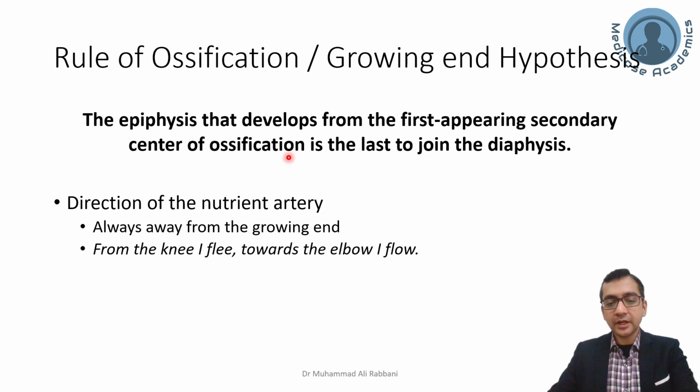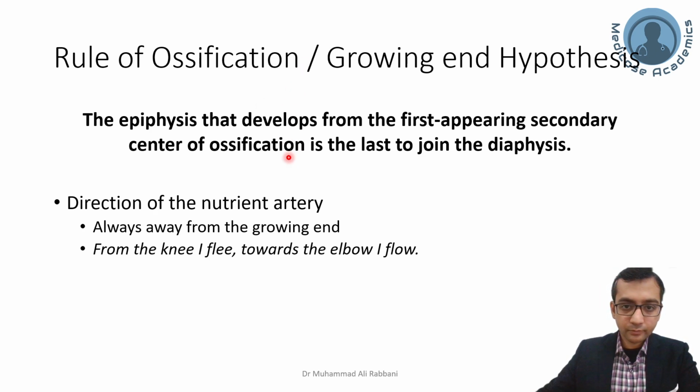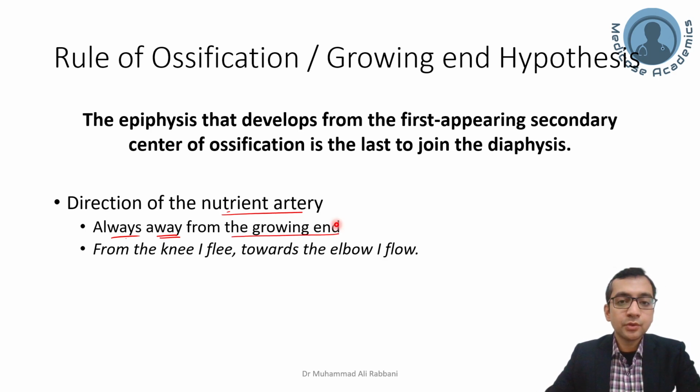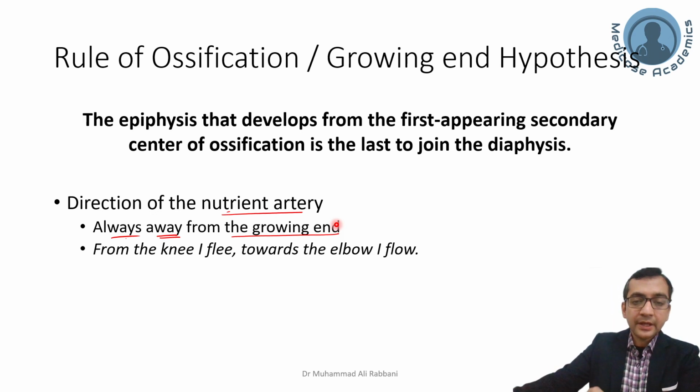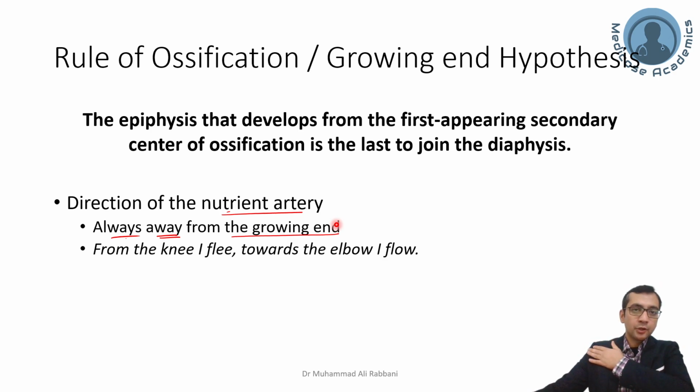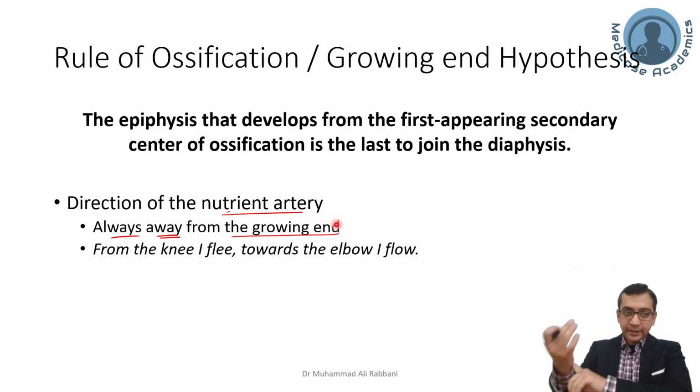The relation to the growing end is that the direction of the nutrient artery is always away from the growing end. So it helps you remember the growing ends also. Towards the elbow I flow. So the nutrient artery is directed towards the elbow in all three bones, humerus, radius, ulna. So the growing ends will be away from the elbow. The humerus will have its growing end at the upper end, and the radius and ulna will have growing ends at the lower end.